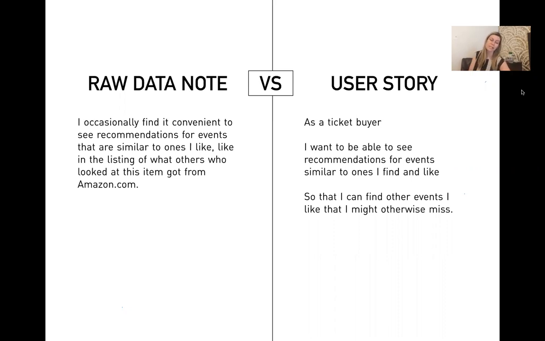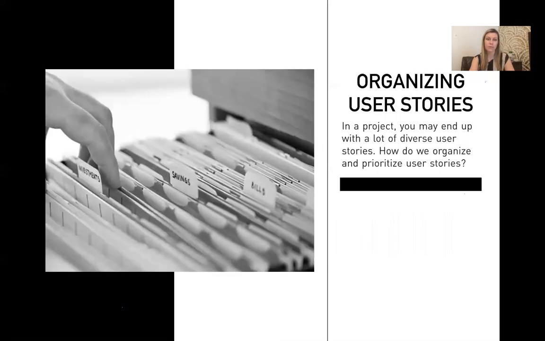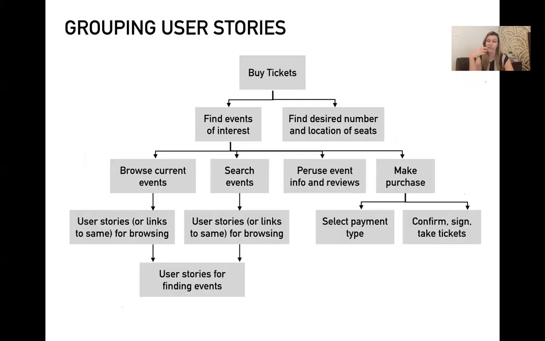So that's just a couple of examples of how you might create user stories from raw data notes. Hopefully those were helpful in understanding how to actually write these things. So, organizing user stories. In a project, you might end up with a lot of diverse user stories. How do we organize and prioritize these user stories? Once you've gone through all of your raw data notes, you're going to want to organize these user stories so that you can start tackling them. What order are we going to tackle these user stories in?